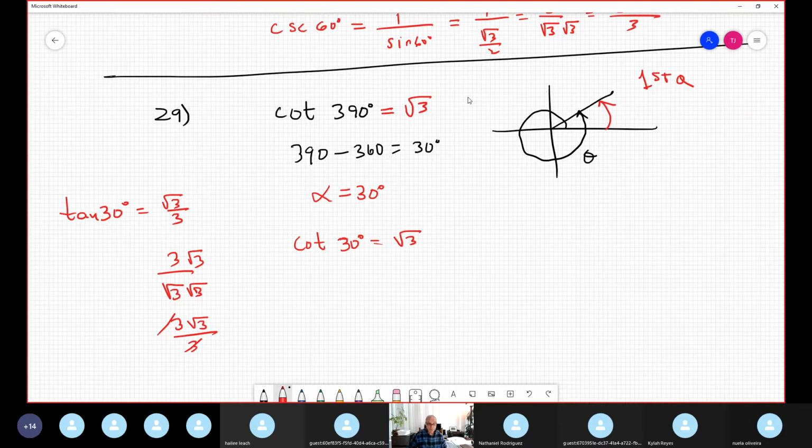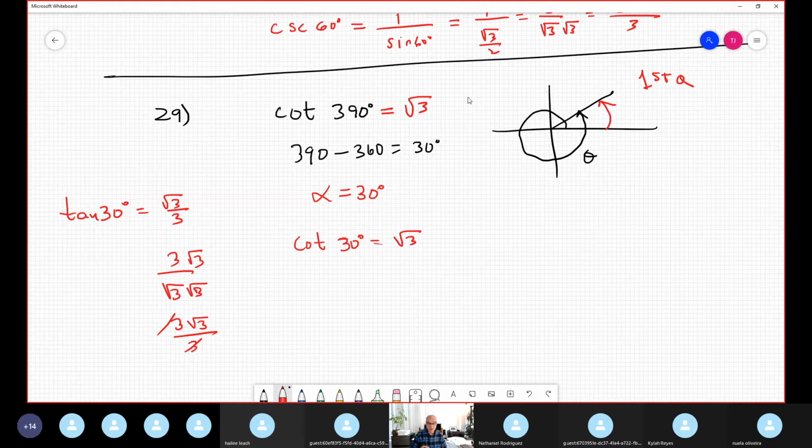Make sense? Okay, I got it. So we're going to remove 1 revolution in order to have the angle that we're going to work with. You remove 1 revolution, 2 revolutions, 3 revolutions, or divide, because sometimes the subtraction is too long.